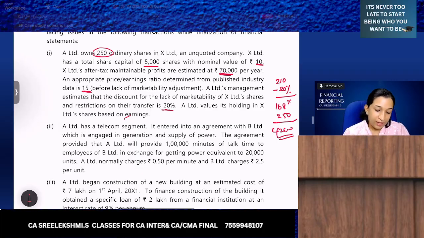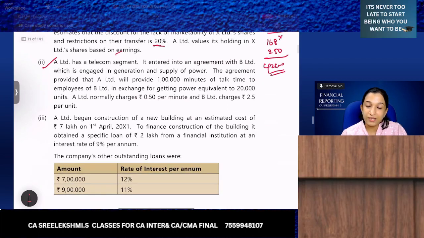Okay. A Limited has a telecom segment. It entered into an agreement with B Limited, which is engaged in the generation and supply of power. The agreement provided that A Limited will provide 1 lakh minutes of talk time to the employees of B Limited in exchange for getting power equivalent to 20,000 units. This is from which area? Ind AS 115 non-cash consideration. A Limited normally charges 0.5 per minute and B Limited charges 2.5 per unit. So what is the question? Let's find out from the MCQ.